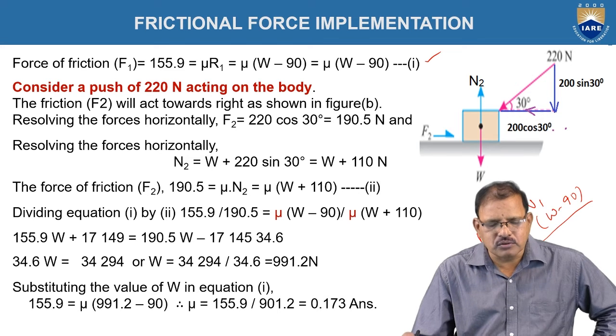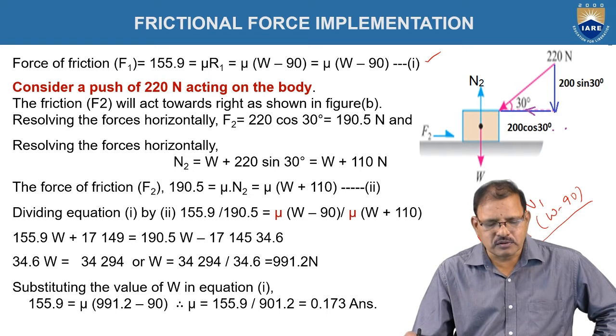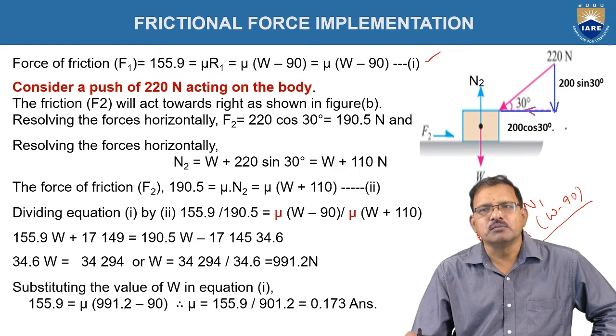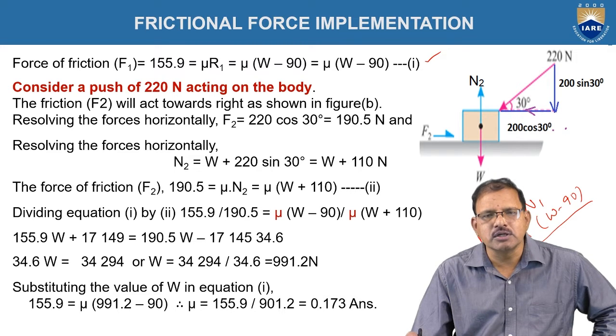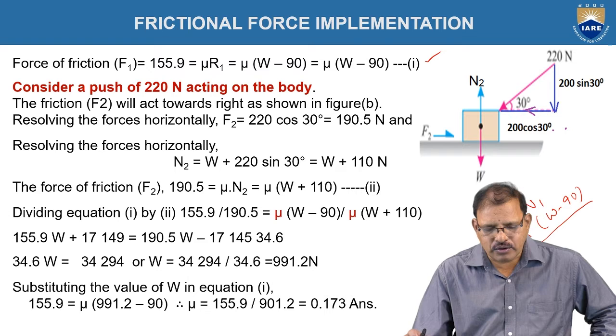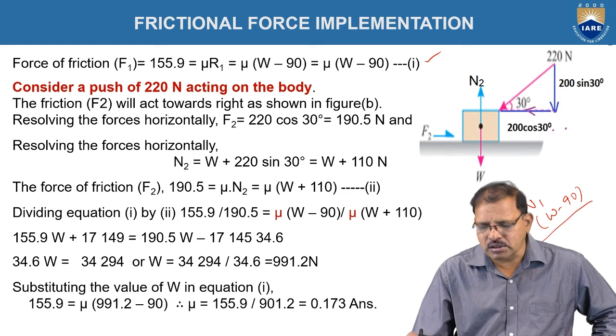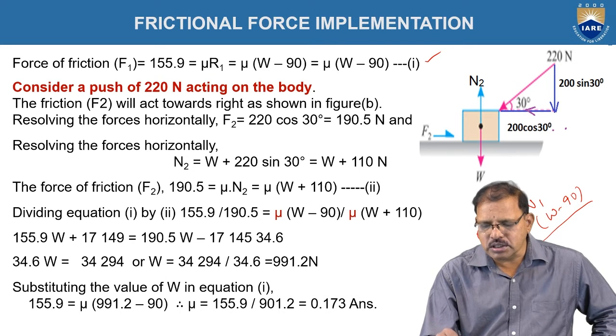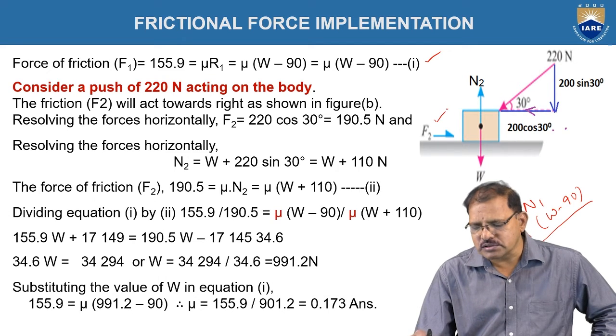Now, consider a push of 220 newtons acting on the body. Assume F to be the frictional force that acts because the body now tends to move toward the left side according to the figure. The frictional force acts in the opposite direction in which the body tends to move. Hence, it is represented here. F2 is the frictional force.